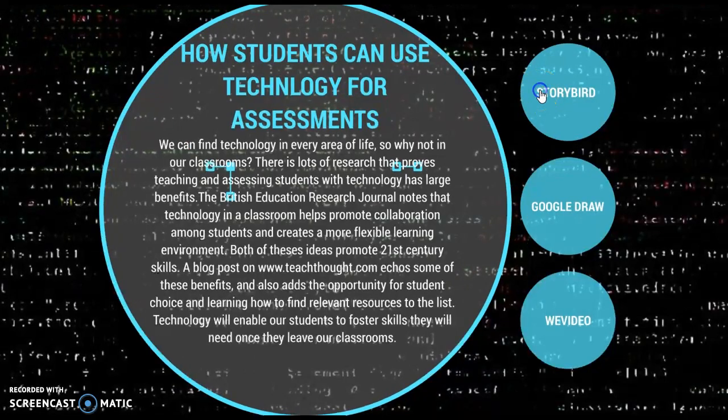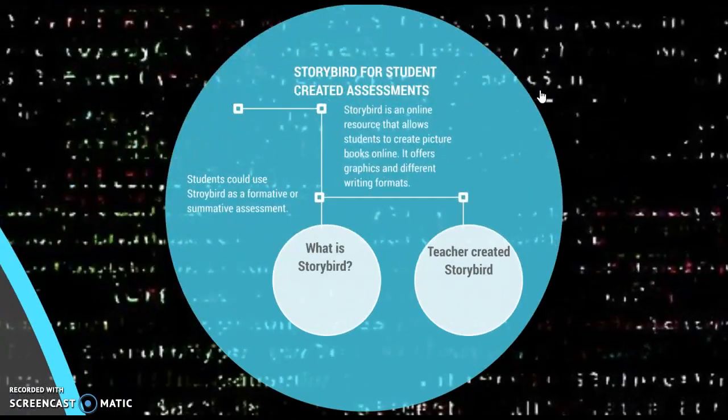in student assessment. So the first one is Storybird, and it's an online resource that allows students to create picture books online. It offers graphics and different writing formats. So you could use Storybird as a formative or as a summative assessment.